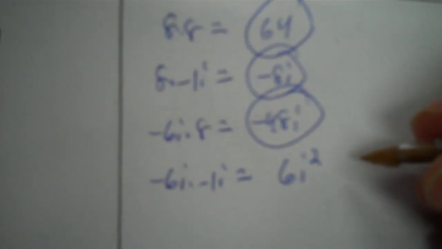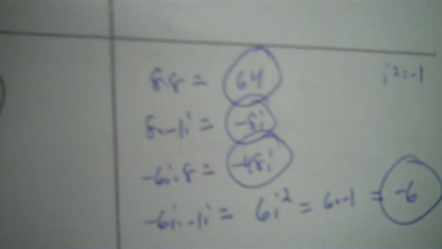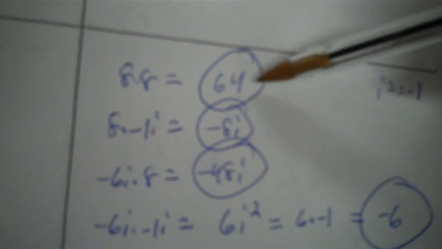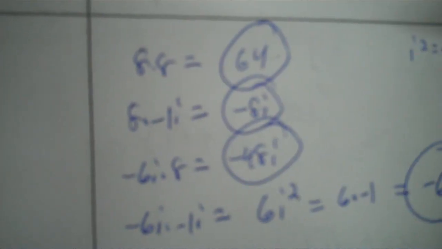Now that turns into a real number, okay? Because i to the second is equal to negative 1. So instead of 6 times i to the second, you have 6 times negative 1, which is negative 6. And that's a real number. So blank plus blank i. For the real numbers, you had 64 and negative 6. 64 plus negative 6 is 58. And the imaginary numbers, negative 8 plus negative 48 is negative 56i.